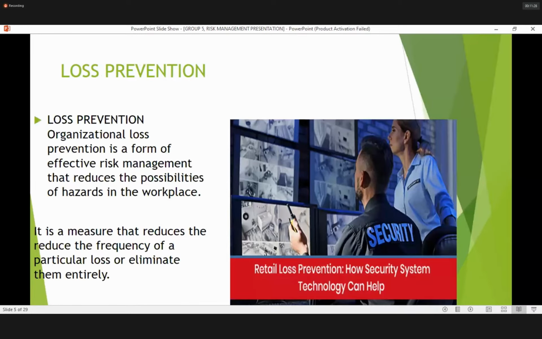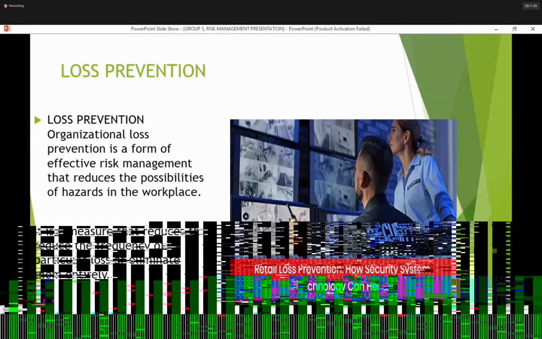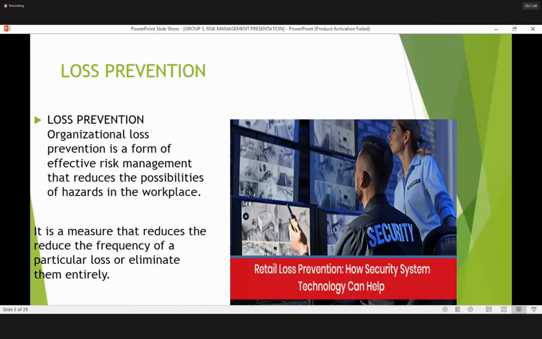And a technique of loss control is loss prevention. We said it's a form of effective risk management that reduces the possibilities of hazards in the workplace. One of the ways you can prevent loss is having a strong security system. We can see a security guy sitting behind a number of computers, watching. I'm sure there's a CCTV camera in their building, and they are checking everything out in order not to encounter any theft issue, which will help them prevent any loss from theft or any other disruption.